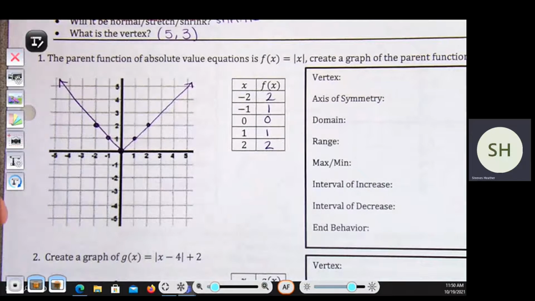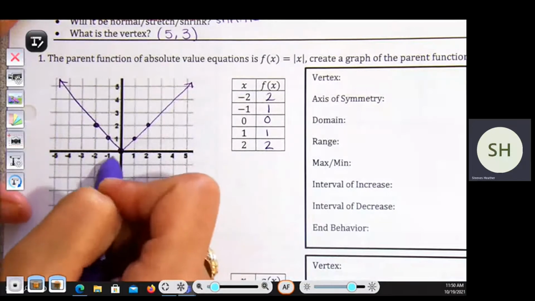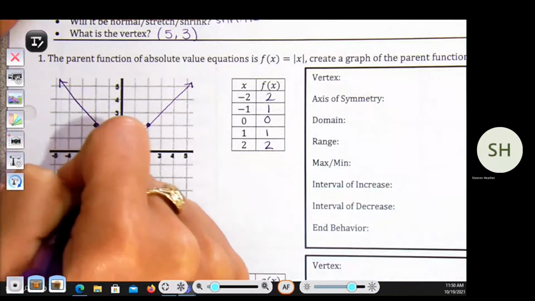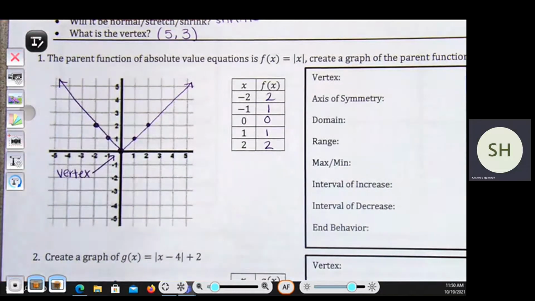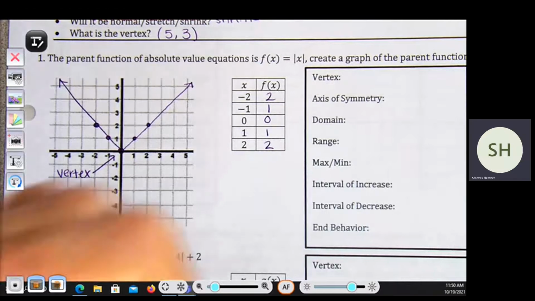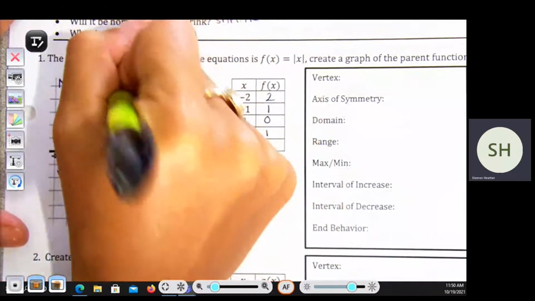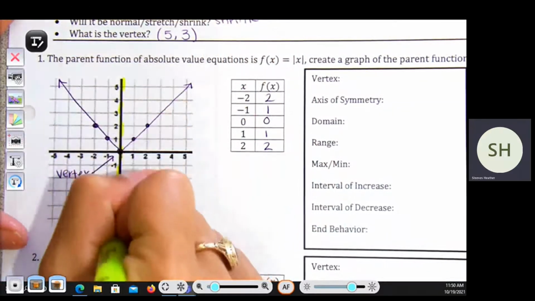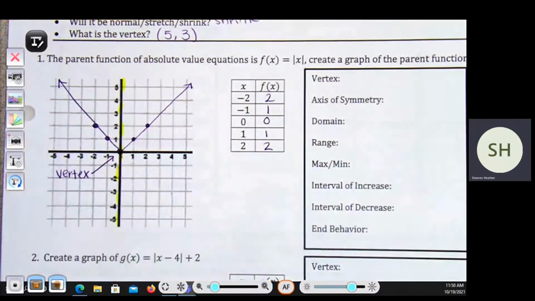On your graph, I want you to point to the vertex and put vertex. Through the vertex is the axis of symmetry, which is, in this case, the y-axis. So we're going to draw that in with a dashed line. If you don't have a highlighter, you can just use your pencil. It's fine. So this is the axis of symmetry. It's a mirror image of itself on both sides.